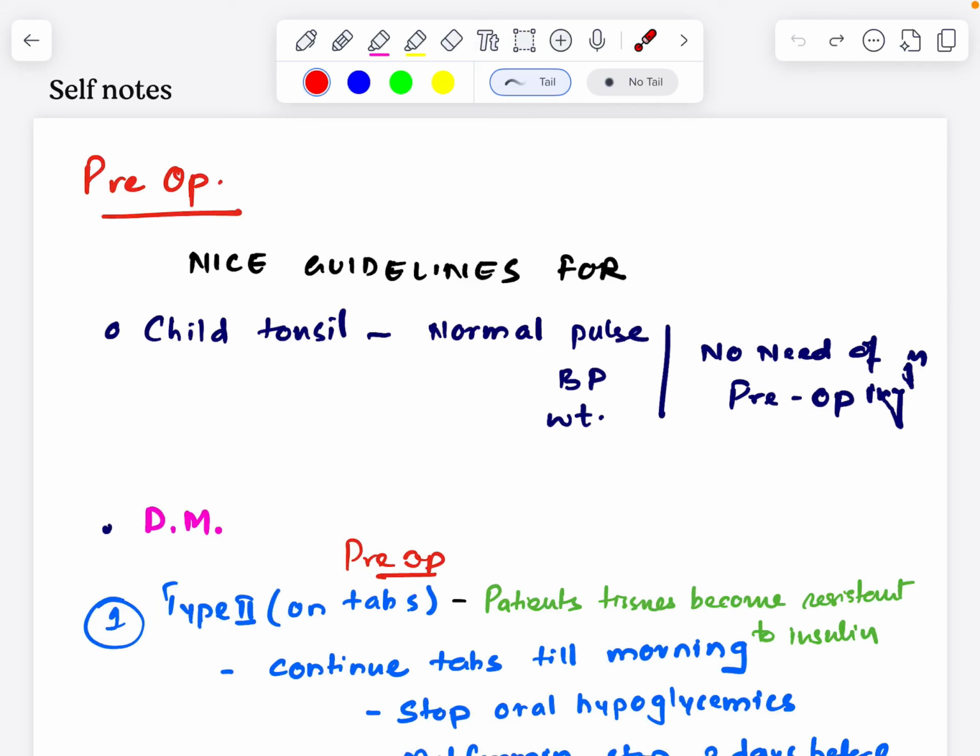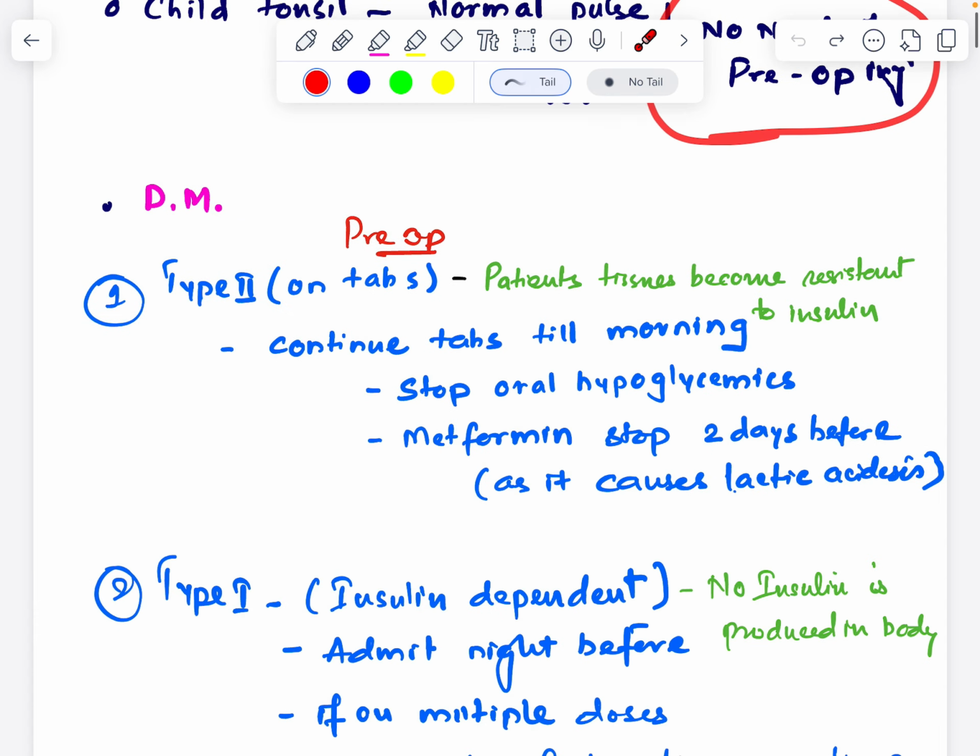So let's review the preoperative and postoperative. What are the NICE guidelines for a child who is undergoing tonsillectomy? BP is normal, weight, everything is normal. There is no need of any investigations.